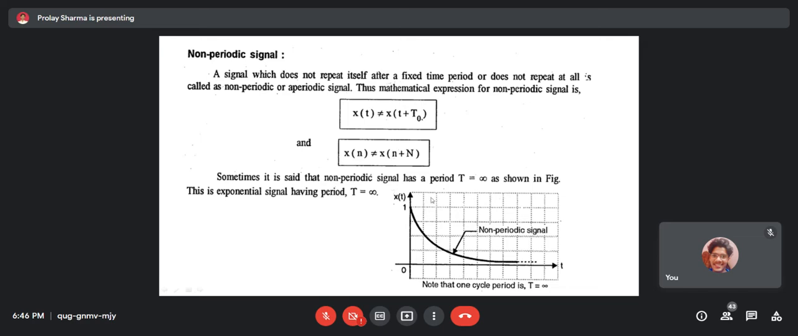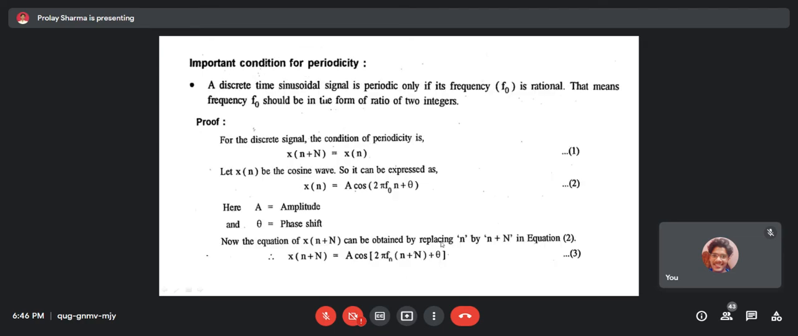An example is like this. Suppose this is an exponentially decaying signal. If we consider it, then gradually the signal will tend to zero amplitude. Seeing the signal, we can't assume that this shape will repeat again. So we can consider that the signal is a non-periodic signal.